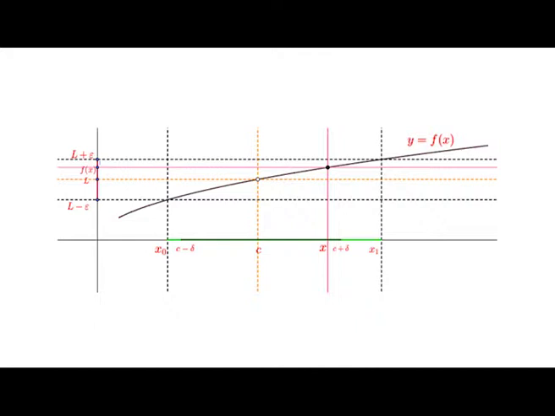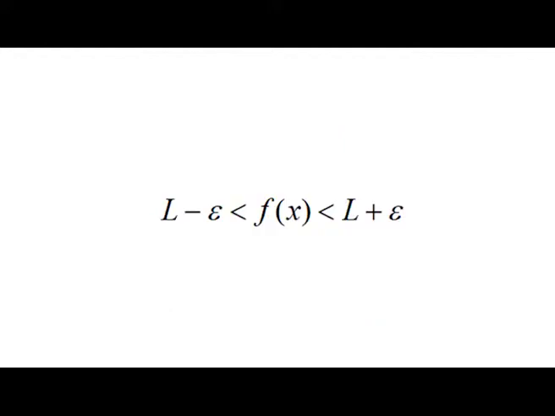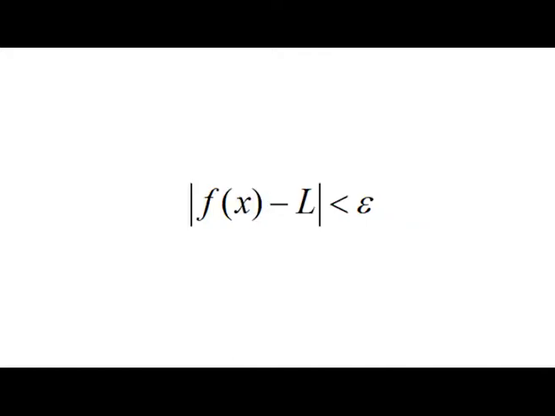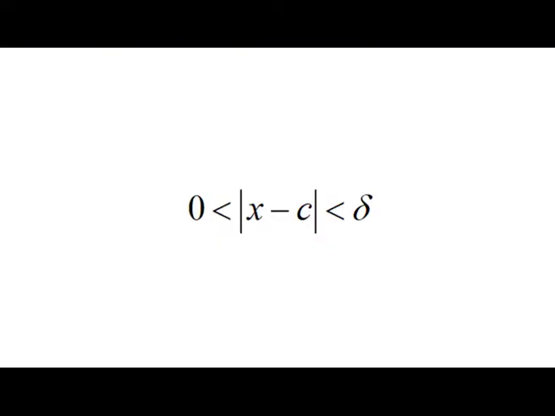Since this condition holds on the larger open interval (x0, x1), the expression L minus epsilon less than f of x less than L plus epsilon can be written as minus epsilon less than f of x minus L less than epsilon, which is equivalent to absolute value of f of x minus L less than epsilon. Also, the condition that x lies in the open interval (C minus delta, C plus delta), but x not equal to C, can be expressed as 0 less than absolute value of x minus C less than delta.